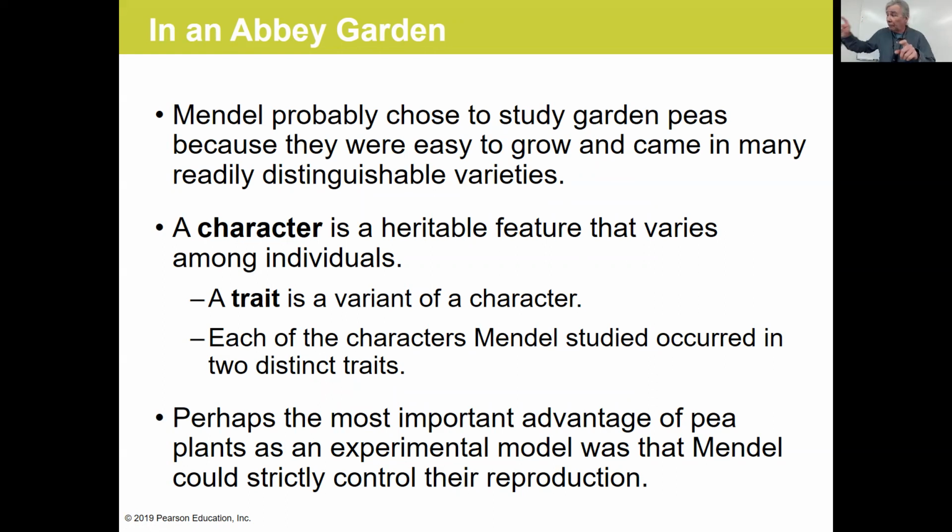But the other thing that this PowerPoint doesn't mention is that they can self. They can not only have sex for themselves, they can make babies all by themselves, and that's kind of a rare characteristic even among plants. And this would save Mendel a lot of work. All right. So I guess this is implied by the last bullet there. Perhaps the most important advantage of pea plants as an experimental model was that Mendel could strictly control their reproduction. Right?